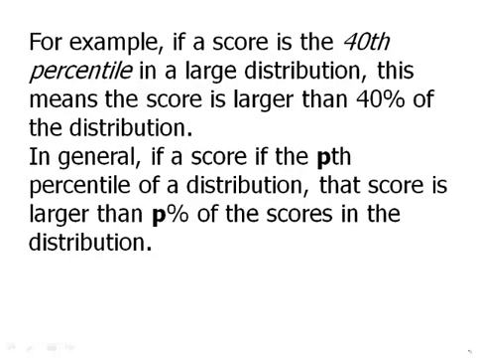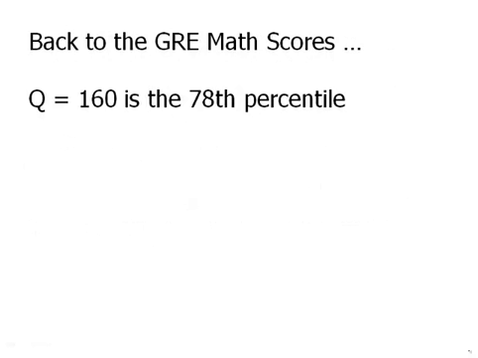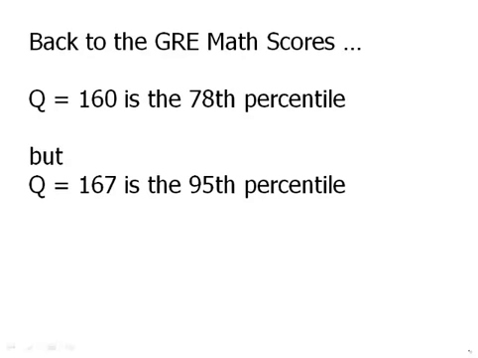Let's go back to those GRE scores and look at them again. A score of 160 on the GRE math section is the 78th percentile. So what that means is if you score 160 on your GRE math, you have scored higher than 78% of GRE takers on the math section. So 78%, that is slightly bigger than 75, so you've done better than slightly more than 3/4 of the people who take the GRE. Not bad, but consider 167.